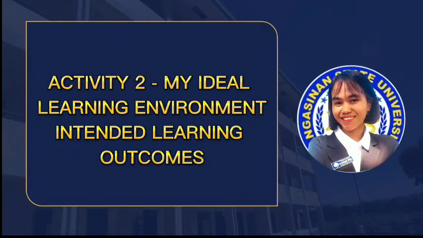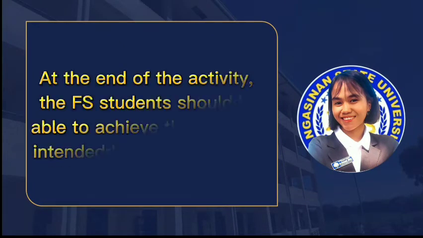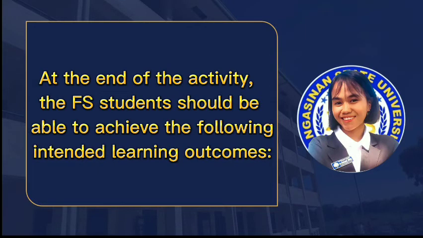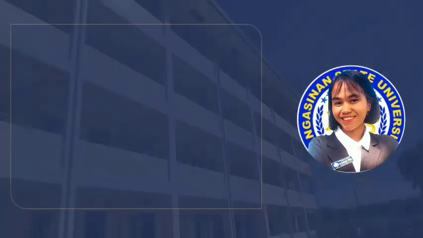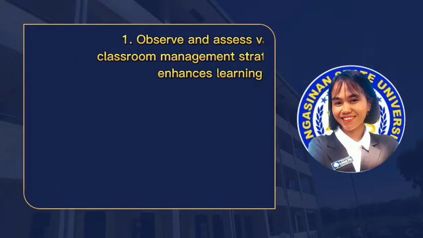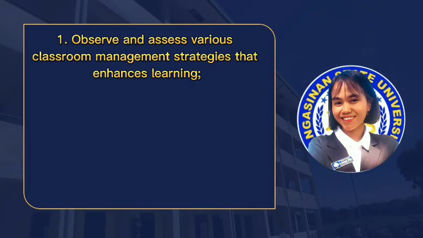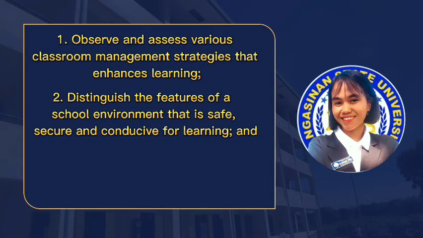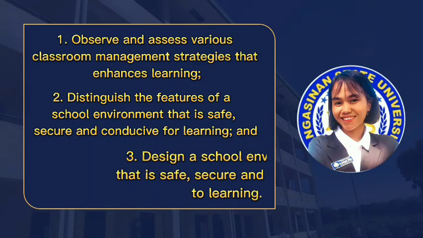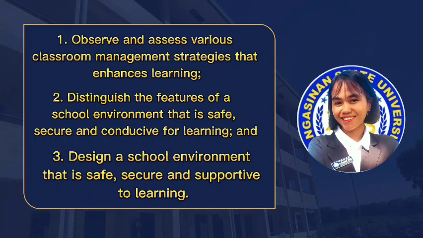Activity 2, My Ideal Learning Environment, Intended Learning Outcomes. At the end of the activity, the FS students should be able to achieve the following intended learning outcomes. Number 1, observe and assess various classroom management strategies that enhance learning. Number 2, distinguish the features of a school environment that is safe, secure, and conducive for learning. And number 3, design a school environment that is safe, secure, and supportive to learning.